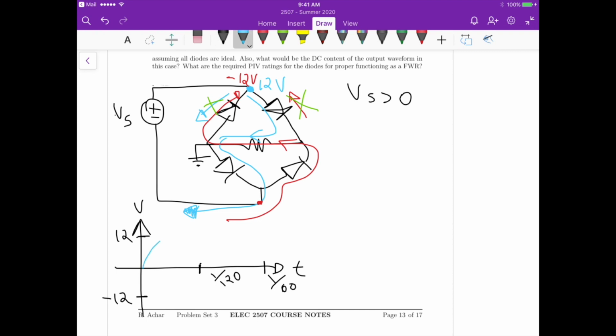So we have the input here, and then the output would be the same here and here. Okay, so this is the plot for Vi, V out.